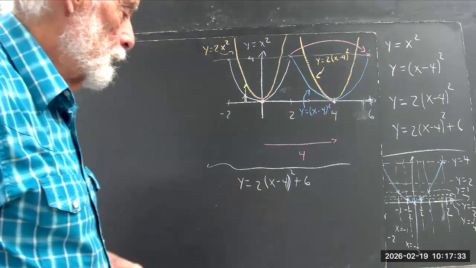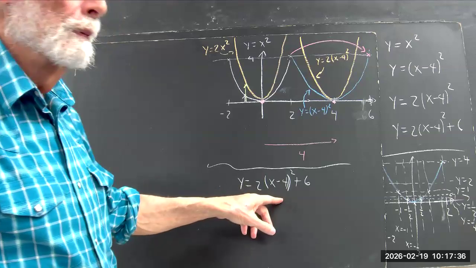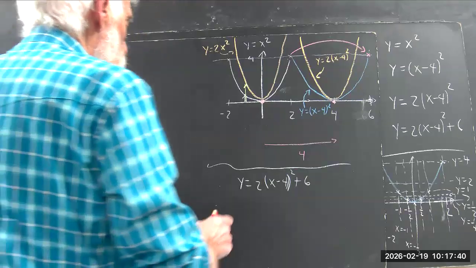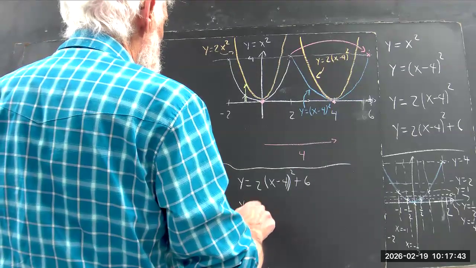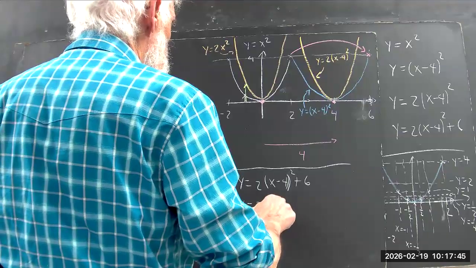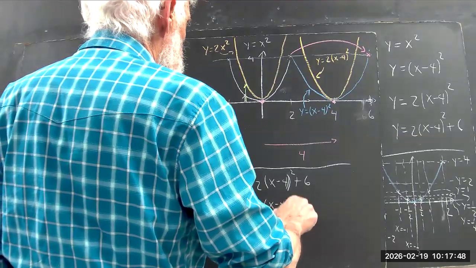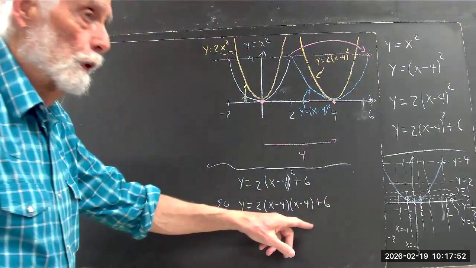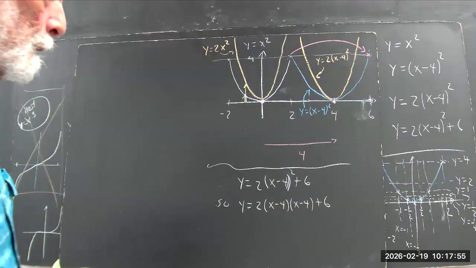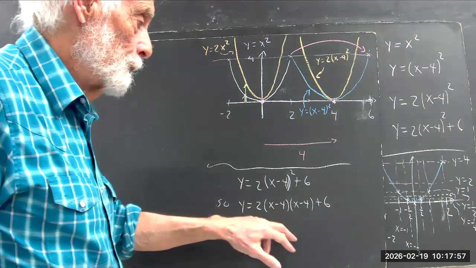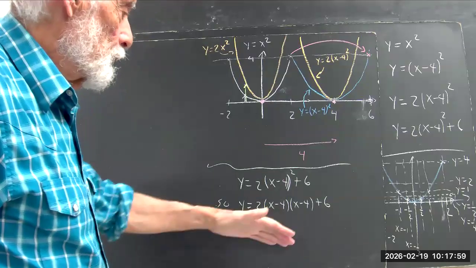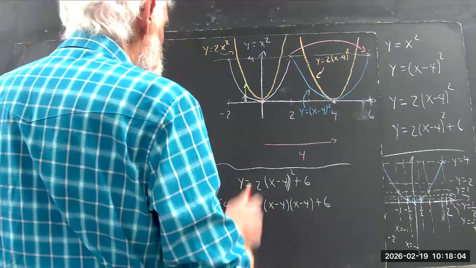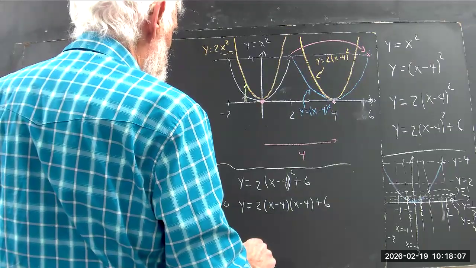But I'm going to ask you if you could expand this. You know, x minus 4 squared. What's x minus 4 times x minus 4? And then what do you get if you do 2 times that and add 6? So I want you to simplify this down or expand it. It's actually simplified, we're expanding.